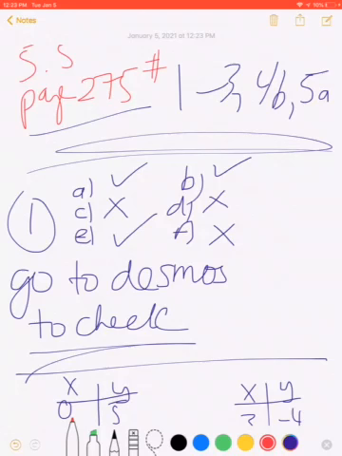All right, guys. Homework from 5.5 of the text. So this is all about first differences. Page 275 from the text also, 1 through 3, 4b, and 5a. 5a is kind of cool.